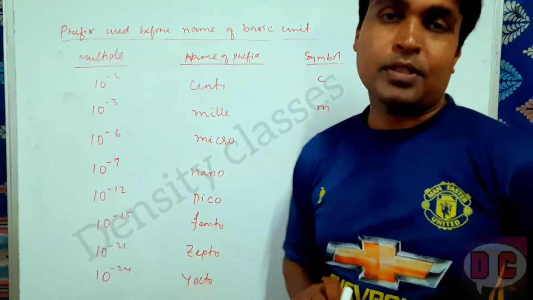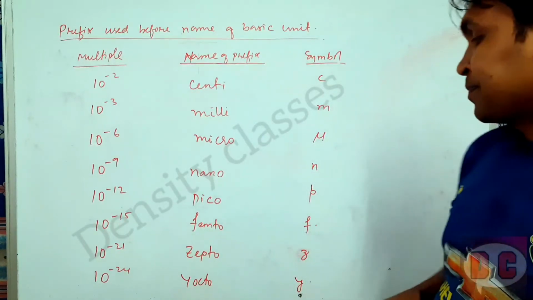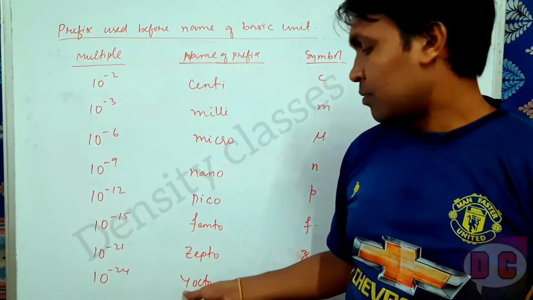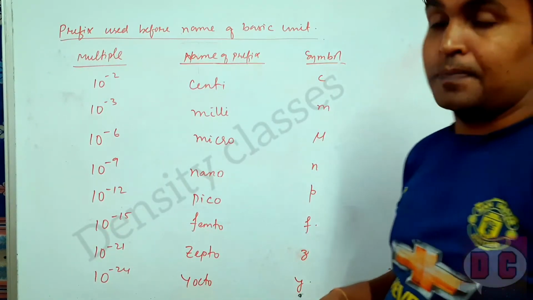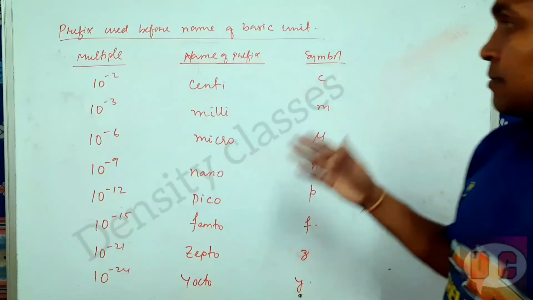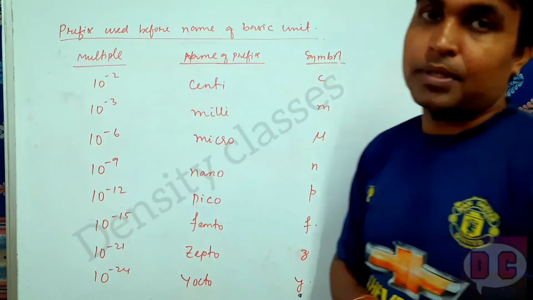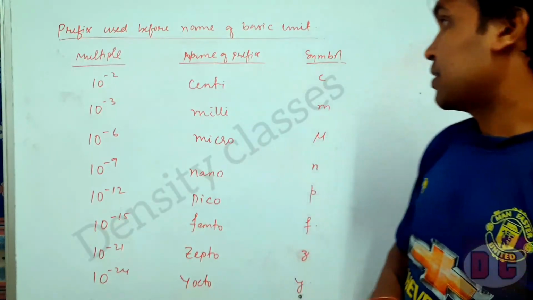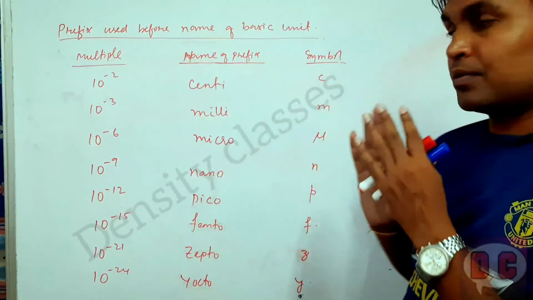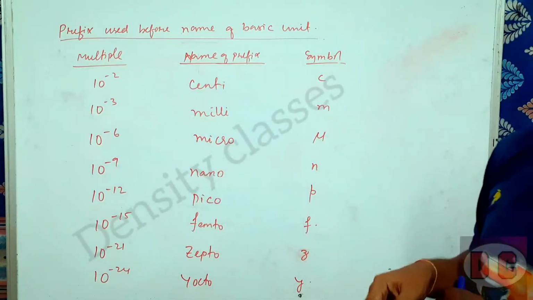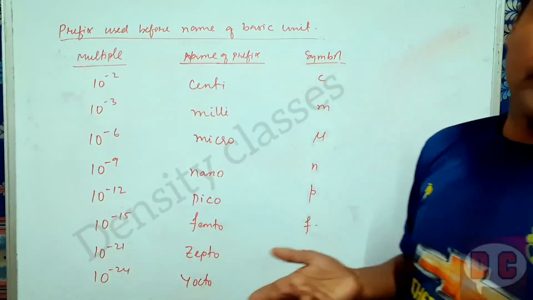Sometimes this was asked in competitive exams also. Okay. What is the multiple of yocto? Got it? So sometimes these basic things also come in the examination. So that's why, dear students, it's important. Take it down and try to learn it. It will help not only in physics but also in chemistry and biology as well.